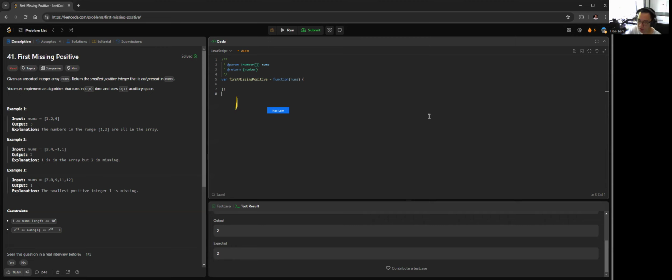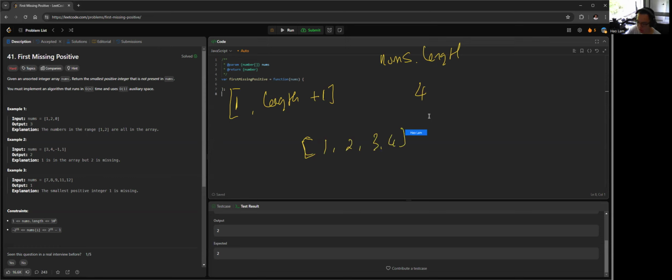Because they want the smallest positive integer, the missing positive integer will always be between 1 and the length plus 1, right? That's why if the length is 4, then the maximum we can store is 1, 2, 3, and 4. We have to count up, right? So the missing integer is going to be 5, which is length plus 1.